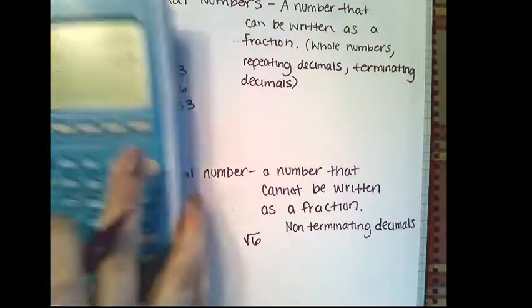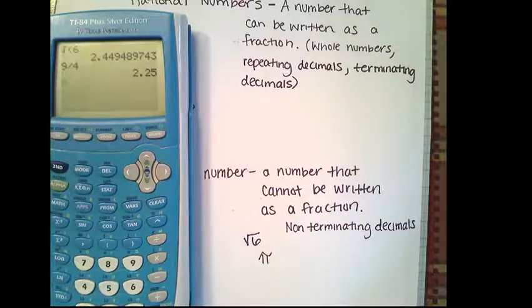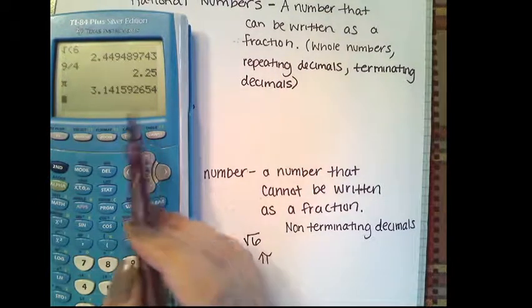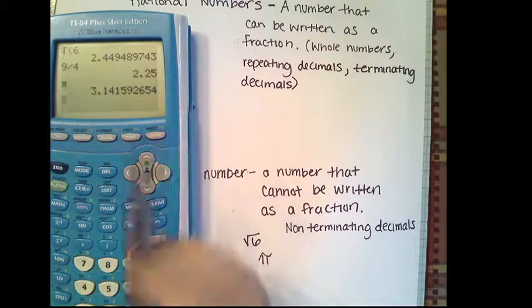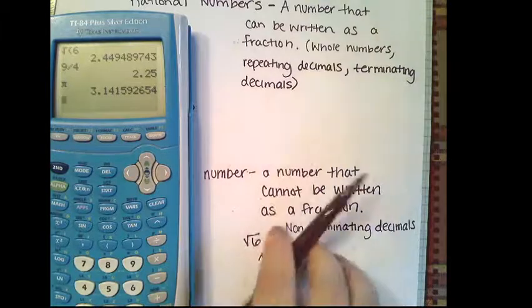Another very popular one for irrational numbers is pi, if you remember. 3.1415. It's going to go on and on and on forever. So those types of numbers are going to be your irrational numbers.